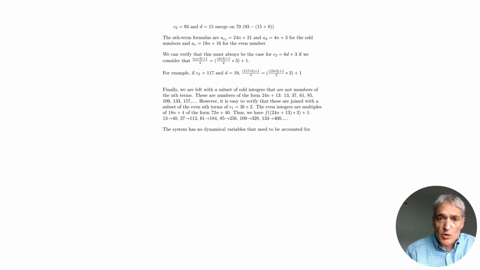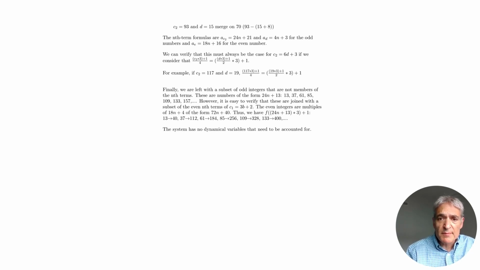And we can verify that this must always be the case for C subscript 2 equals 6D plus 3 if we consider that C2 times 3 plus 1 divided by 4 equals D times 3 plus 1 divided by 2 times 3 plus 1. For example, if C2 equals 117 and D equals 19, 117 times 3 plus 1 divided by 4 equals 19 times 3 plus 1 divided by 2 times 3 plus 1. So we now have the two sets of nth terms. In each case, there's two odd terms and one even.